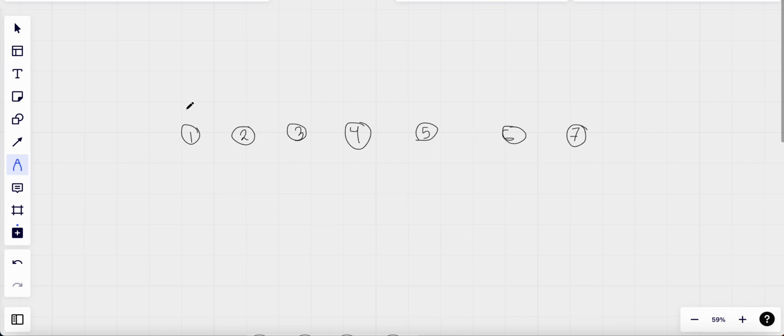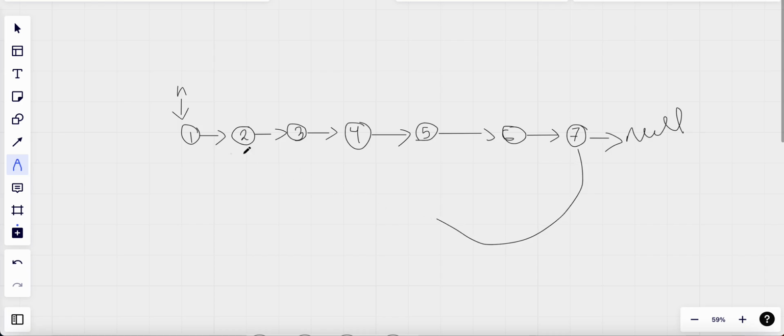Node 1 is the starting node, so this is where our head points to, and each of the nodes points to the next node. So 2 points to 3, 3 points to 4, 4 to 5, 5 to 6, 6 to 7. And what would 7 point to? Well, if there is no cycle, then 7 would point to a null value. If there is a cycle, then 7 would point to some node in this list. Let's suppose that 7 points to node 4.